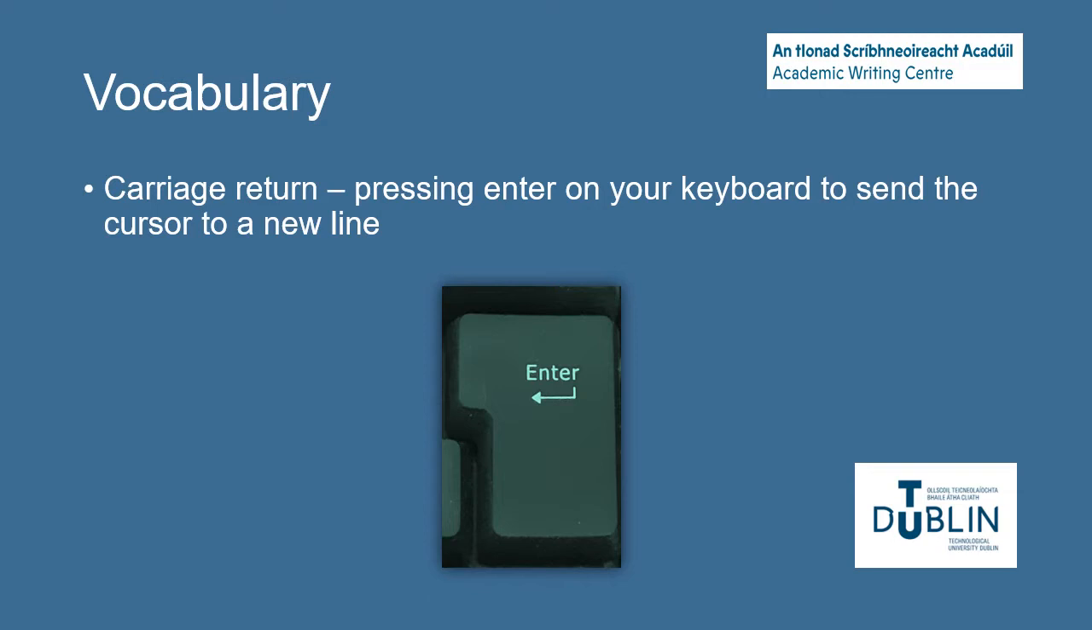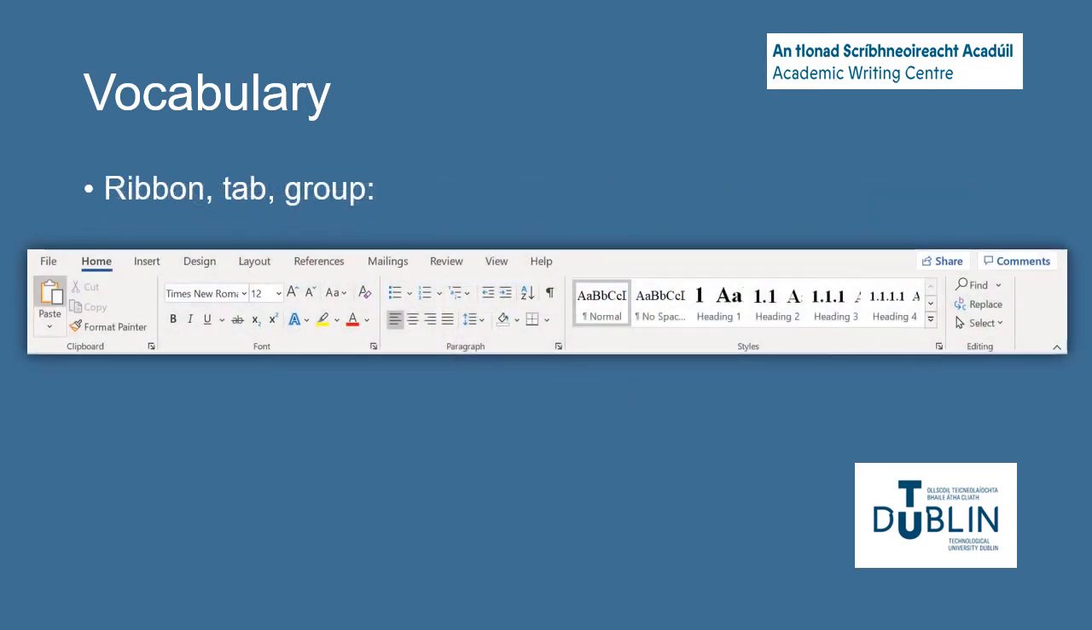Many people insert paragraph spacing or even bigger spaces by pressing enter twice or repeatedly. Now this can really mess up the layout of your document and cause you problems that are avoidable, so I'll show you a much better way to do things. This is the ribbon, these are tabs, and these are groups.